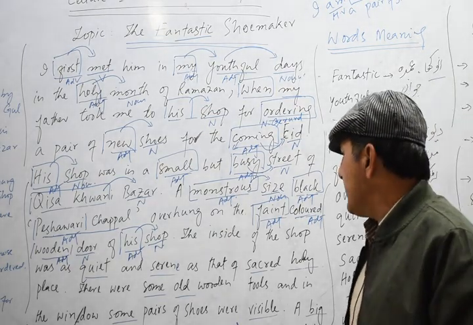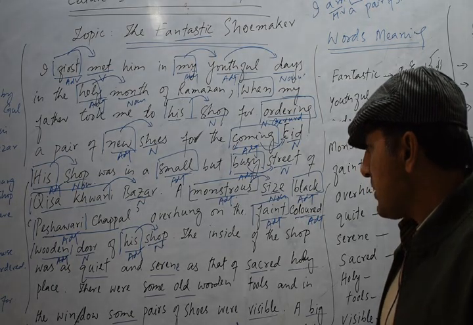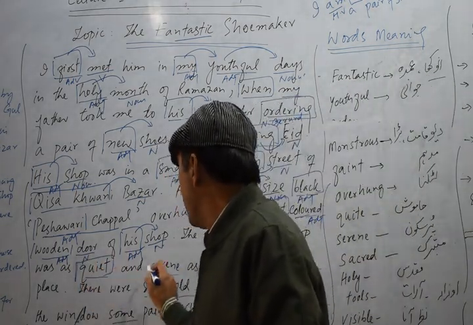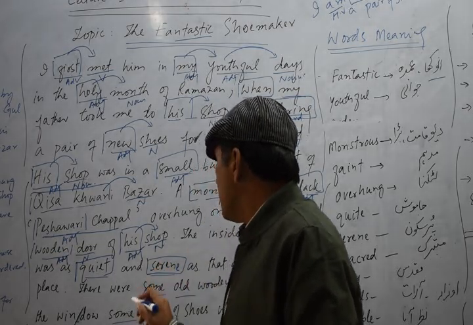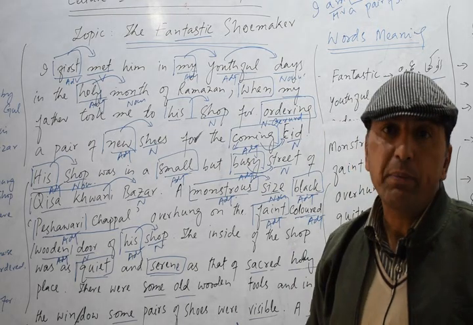Now the inside of the shop was quiet and serene. So quiet means silent, serene means peaceful. So these two words, quiet and serene, tell us about the shop, and shop is a noun.